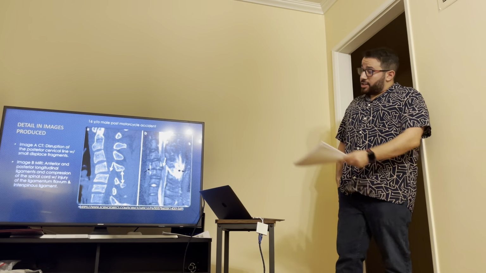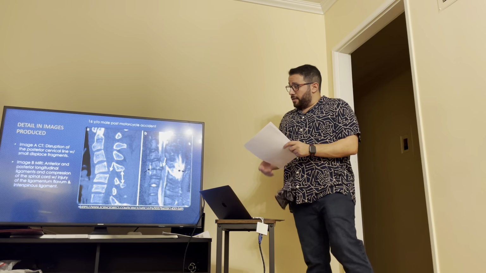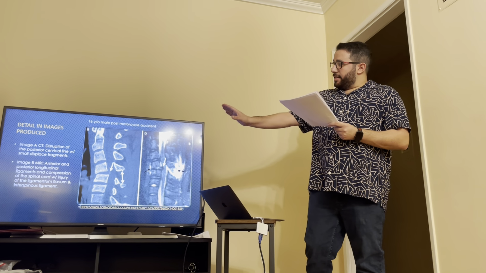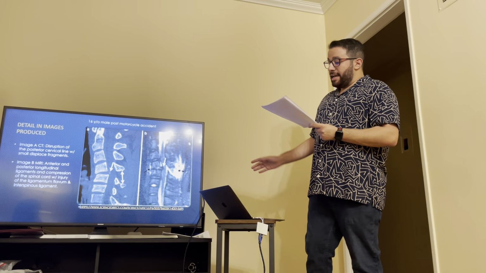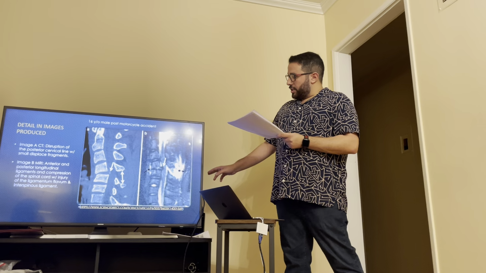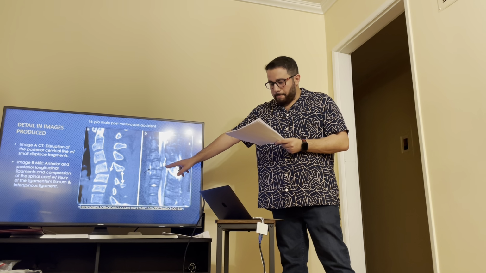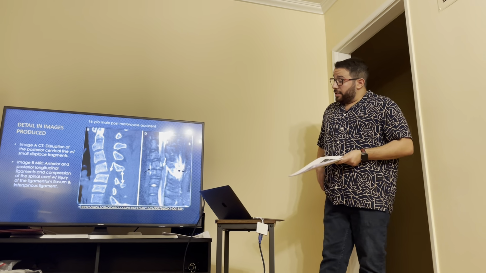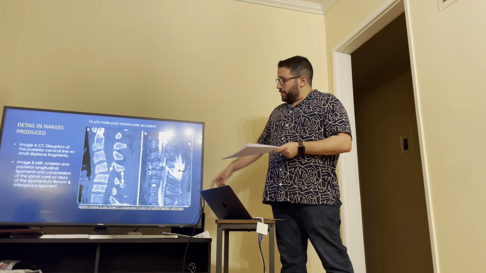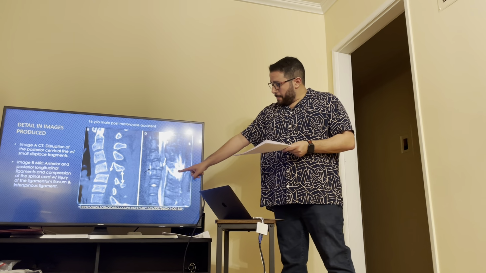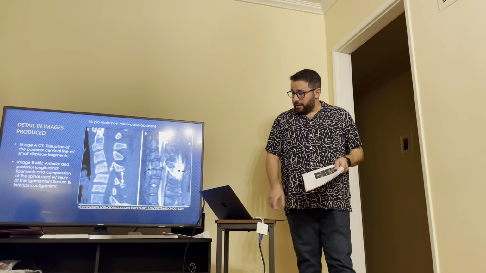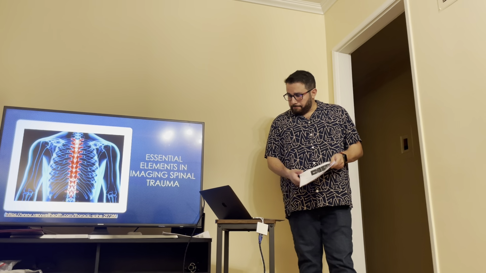Now, image B is a sagittal image done via MRI of the same exact patient. We can see the same exact things that we saw in image A. We see the anterior and posterior longitudinal ligament, but we also see a compression of the spinal cord, shown right here. We can also see an injury of the ligamentum flavum and the interspinous ligament, which is noted here. Both of those were missed when we used CT on the original study.